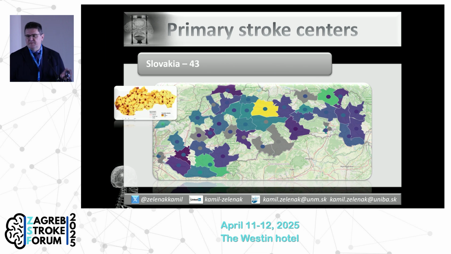The definition of a primary stroke center is that such a center must have 24/7 access to CT and CT perfusion. It's also mandatory to perform CT angio right now. And of course, immediate application of IV thrombolysis after confirming that there is no hemorrhage on CT. It's mandatory. So this is the definition of a primary stroke center in my country.